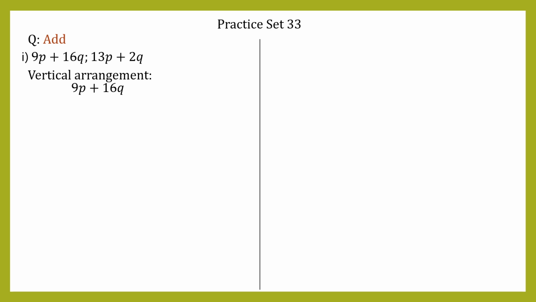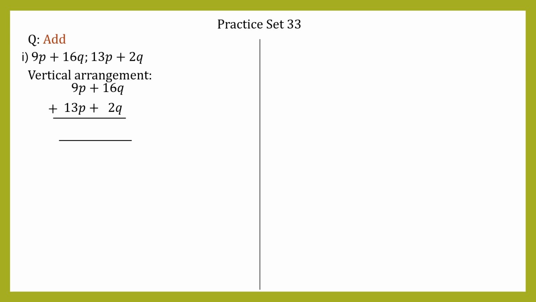We have written first expression, that is 9p plus 16q in vertical arrangement. Next expression will be written exactly below the first expression so that the like terms come one below the other. Now, what are like terms? Like terms means the terms which have same variables. So 13p is written below 9p and 2q is written below 16q. Now since we need to add them, so we'll give plus sign.